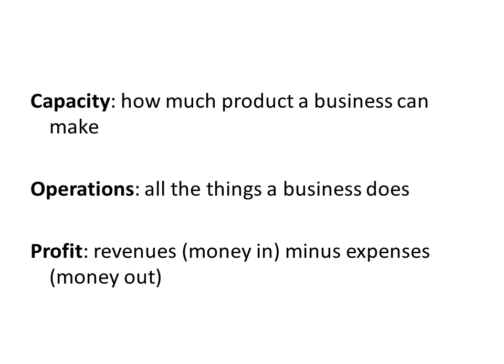A few definitions mentioned in your book. Capacity is how much product a business can make. This is often limited by resources or inability to hire enough people, or the fact that there may be too many of the product already and no one's buying it. Operations is all the things that a business does, and profit, as most of us know, is just what's left over after you pay your expenses. So it's the revenues, which is the money in, minus the expenses, which is the money out.